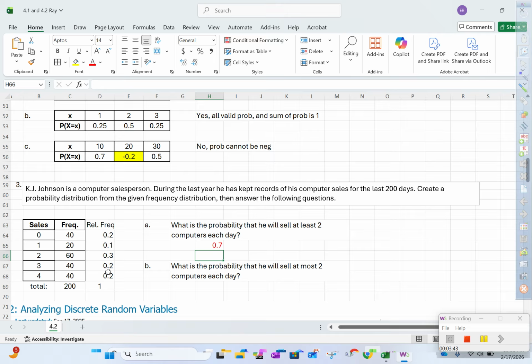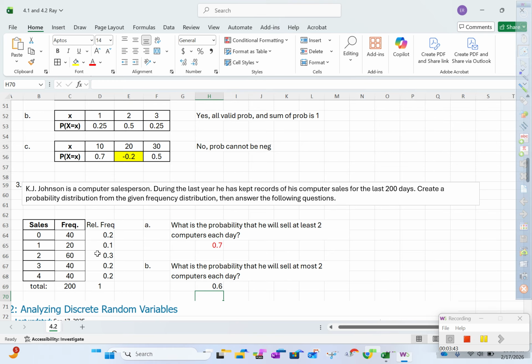And so our probability is 0.7. Now you can change that to a percent if you want, but probability is valid as a decimal. The next one, the probability he would sell at most 2 computers, so that means could be 0, 1, or 2. So the bottom half here.